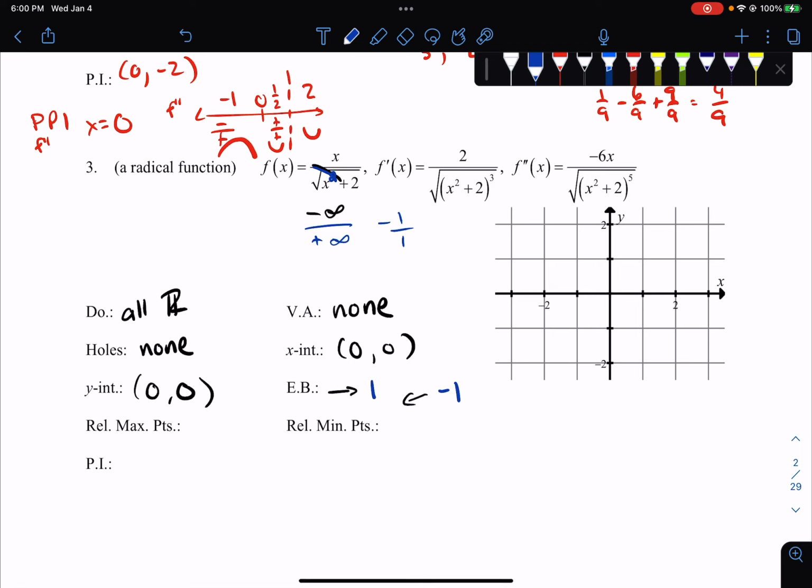So this is kind of a cool picture, because as I go to the right, this is going to become my asymptote. And as I go to the left, it's going to be down here.